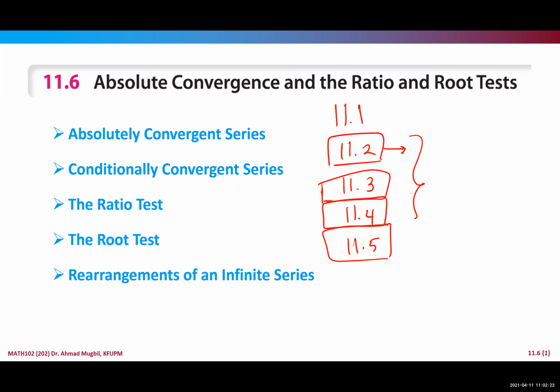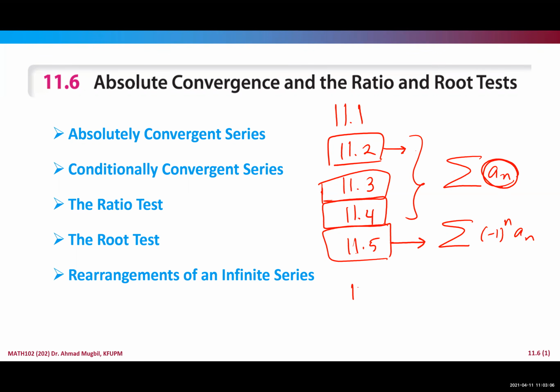In all of these sections, Shabab, we assumed that the nth terms are positive. So when you apply the comparison tests or the integral test, the terms must be positive. We cannot apply those tests for series with negative terms. But in 11.5, we mentioned that we can deal with such series if it is alternating: positive, negative, positive, negative. We can apply the alternating series test. And you remember that test: when the terms decrease to 0, then it is convergent.